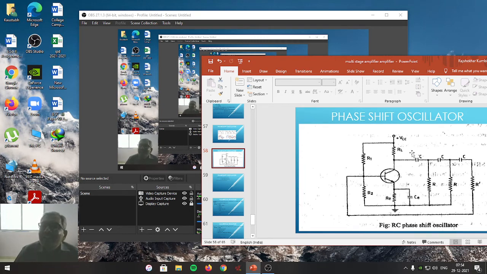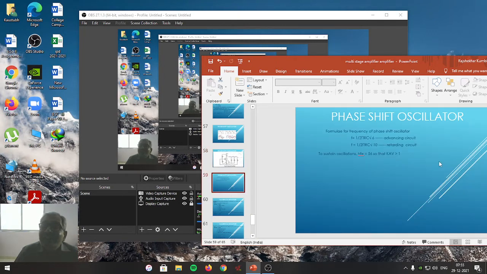In the retarding circuit, these capacitors are connected in this particular path here. Instead of connecting on this side, they are connected with the collector and base. Look at here. So accordingly, there is a retardation as well as an advancing concept.